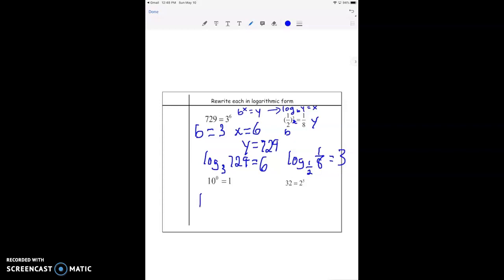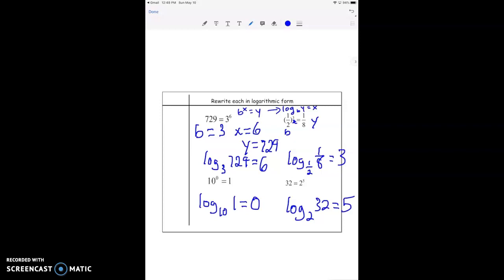Okay, so here we go. Again, identify your b, your x, your y. My b is 10. My y is 1. My x is 0. Same thing over here. Log, my b is 2. Y is 32. And my x is 5. Okay, so guys, it's just converting back and forth, and I think you can handle it.